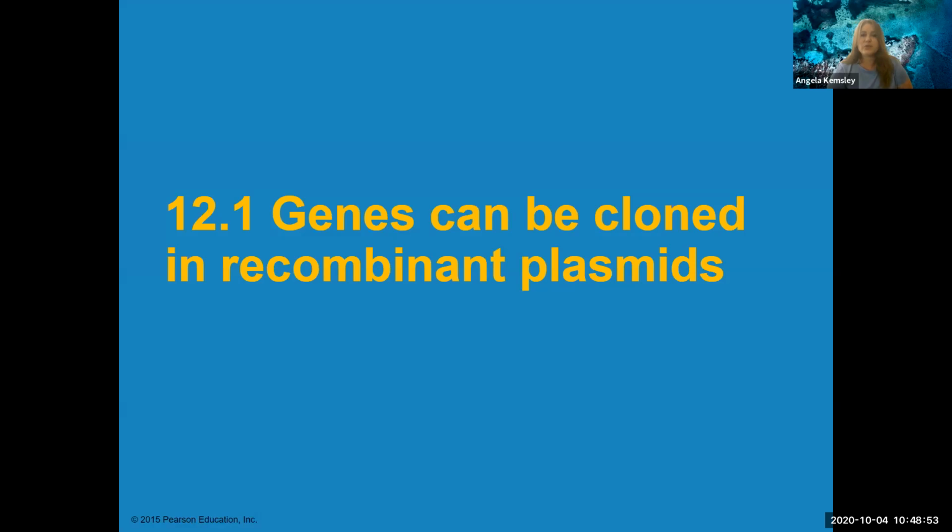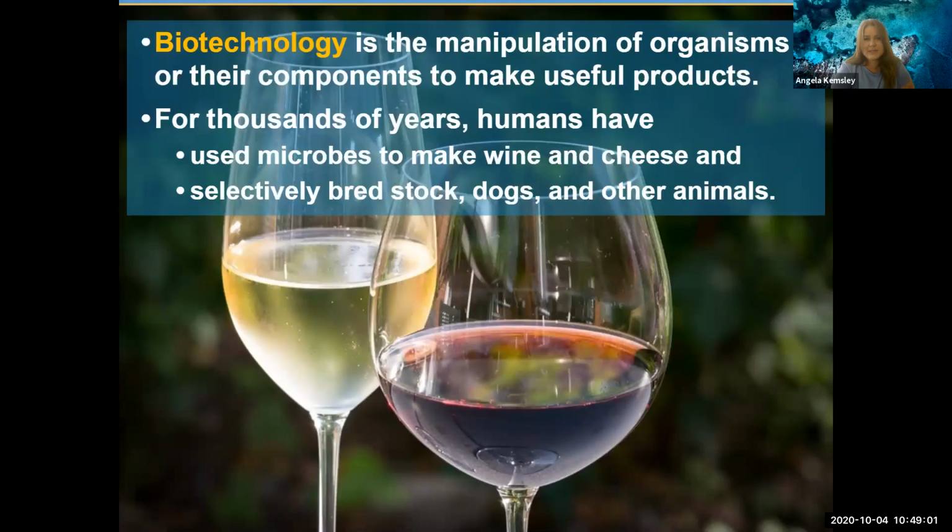So genes, which we learned about in earlier lectures, can be cloned in what's called recombinant plasmids. Here are some important terms that you're going to need to know. Biotechnology, which we often refer to as biotech, is the manipulation of organisms or their components to make useful products. Now, humans have actually been doing some form of this for thousands of years. We have been manipulating organisms or components of them, such as microbes, to make wine and cheese, and selectively breeding stock animals, dogs, and other animals.